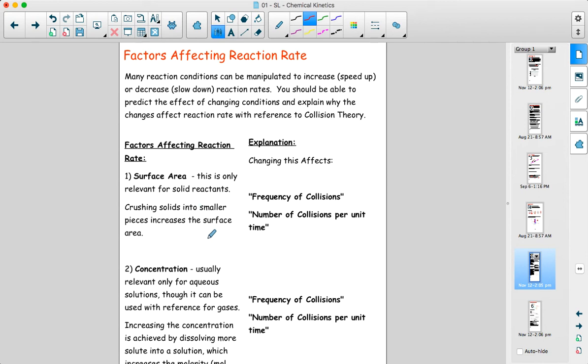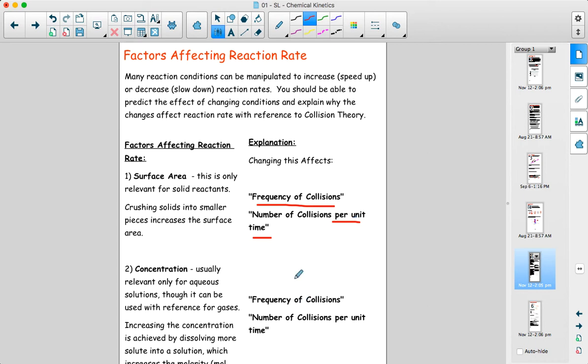And by crushing solids up into smaller pieces, and especially into powder, we greatly increase the amount of surface area that is exposed. And by exposing more particles, exposing more surface, we end up increasing the frequency of collisions, or the number of collisions per unit time. One thing that you can't just say is that increasing the surface area increases the number of collisions, because the total number of collisions may end up actually being equal. What really matters is that more collisions are happening more often. So make sure you say frequency of collisions or more collisions per unit time.